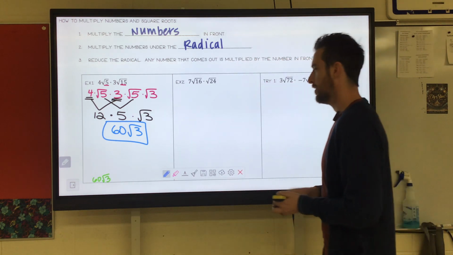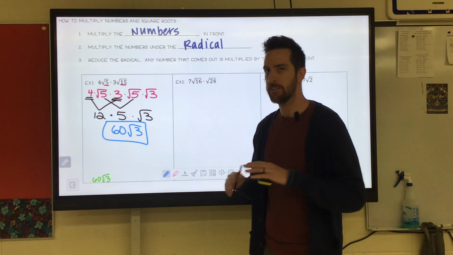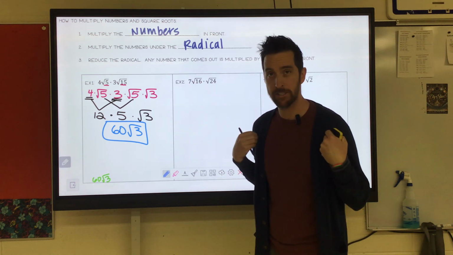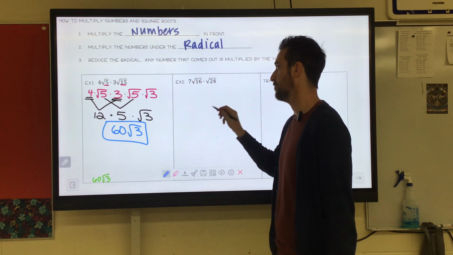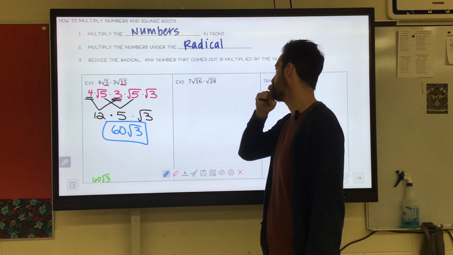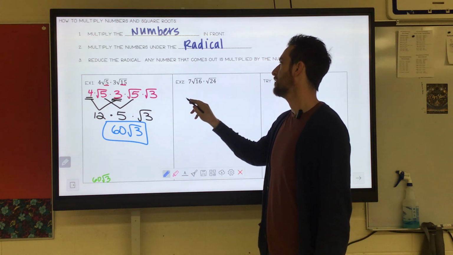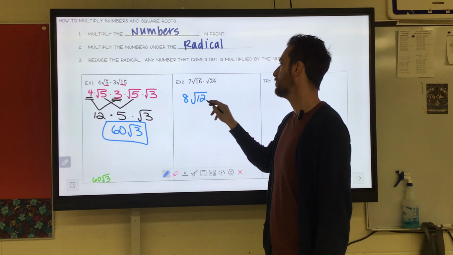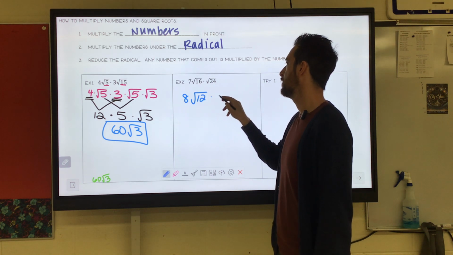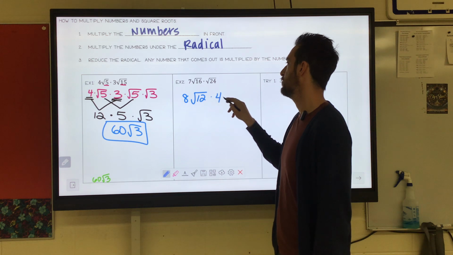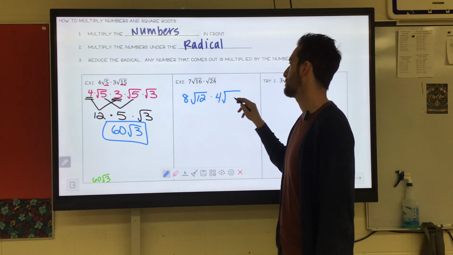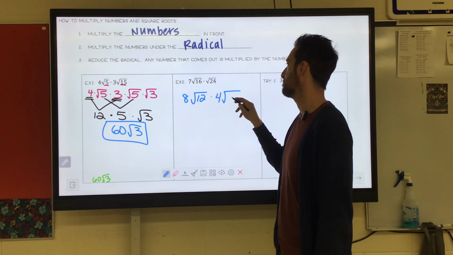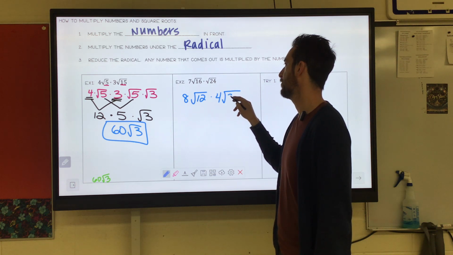And here's where I like it. I'm going away from the notes here for a moment, but I want to show you this because I do find it helpful for myself, and I do a lot of these problems. Let's say I had 8 root 12 times 4 root 30.